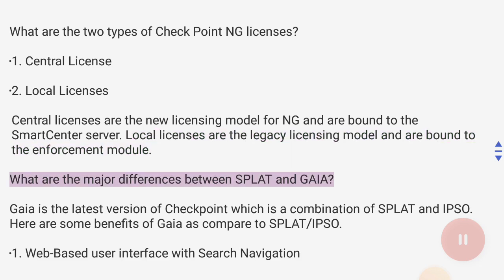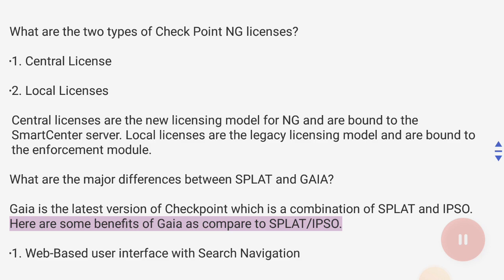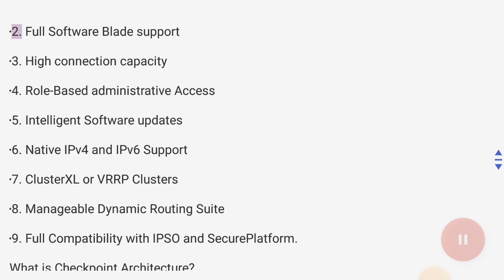What are the major differences between Splat and Gaia? Gaia is the latest version of Checkpoint, which is a combination of Splat and IPSO. Here are some benefits of Gaia as compared to Splat and IPSO. 1. Web-based user interface with search navigation. 2. Full software blade support.